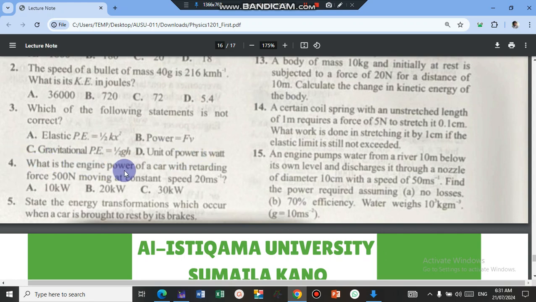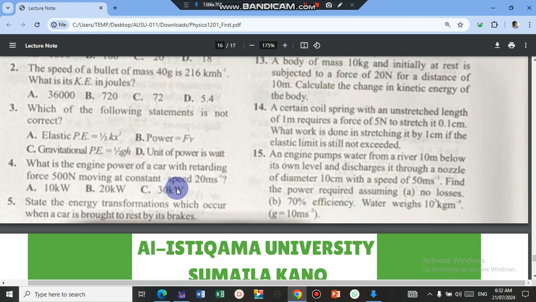4. What is the engine power of a car with retarding force 500 Newton moving at constant speed 20 meter per second? Well, force times velocity, look at it here. Power equals force times velocity. So 500 times 20 will give you 10,000. I think 2 times 5, 10. 10,000. You divide by 1,000, it will be 10 in kilowatts. So your answer is A.